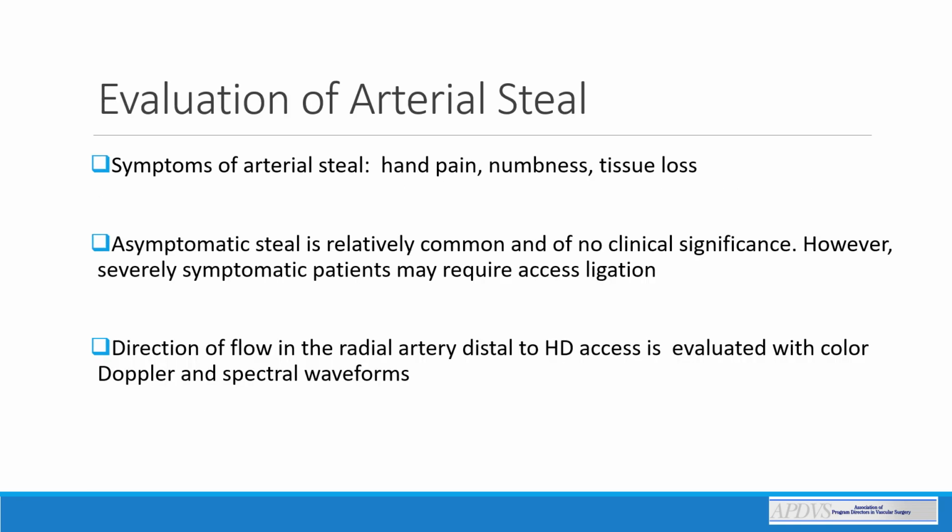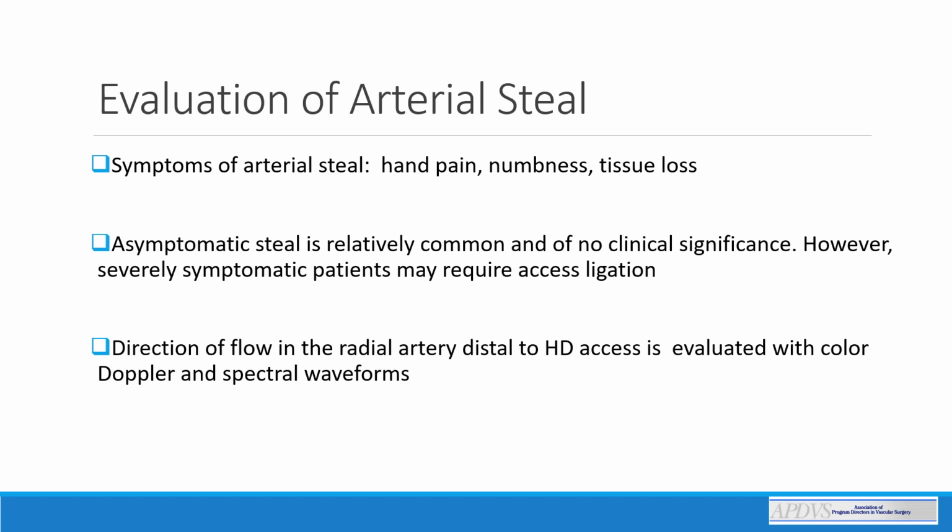Infrequently, patients will have symptoms of arterial steal caused by HD access. These symptoms include hand pain and numbness, non-healing ulcerations, or digital gangrene. Asymptomatic steal is relatively common and of no clinical significance. However, severely symptomatic patients may require HD access ligation to correct the steal.